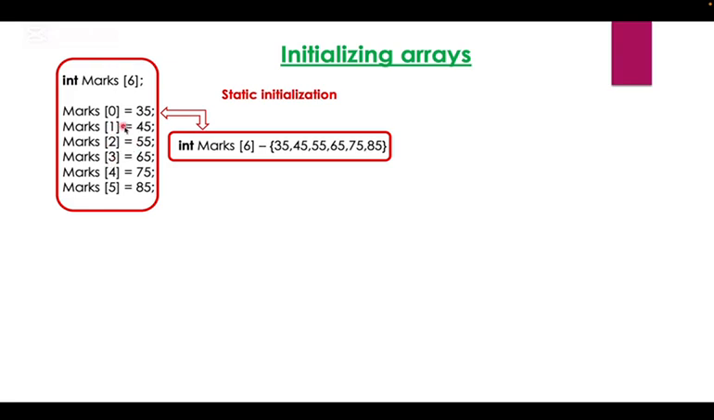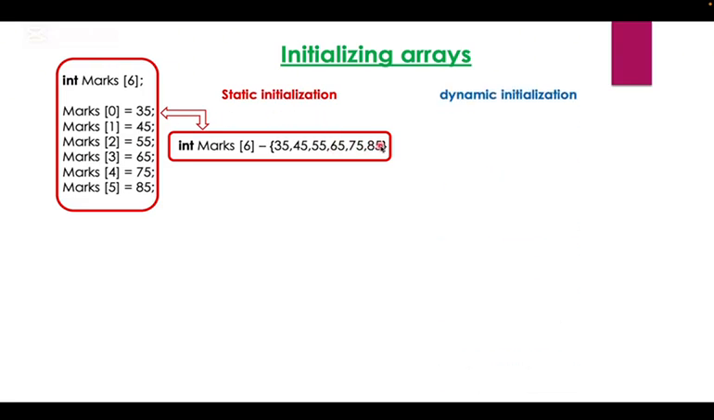Or you can do the same thing as such, where you declare your array as max, and it takes integers, the array size is 6. It's going to take 6 values inside, and you put all of the values in curly brackets. So you can do any of these, and it's going to give you the same result.